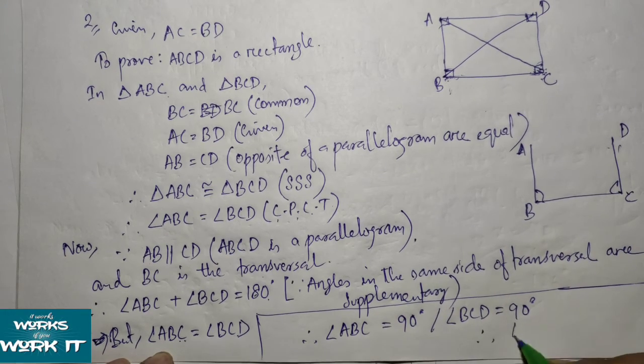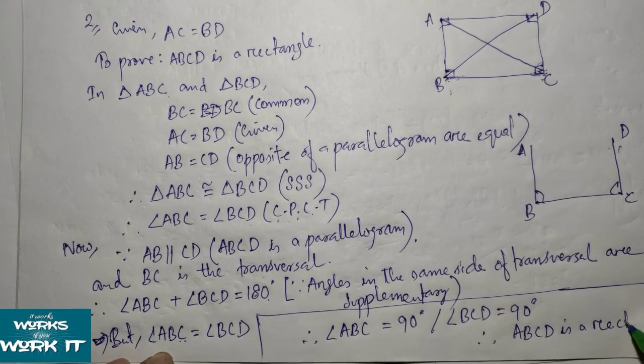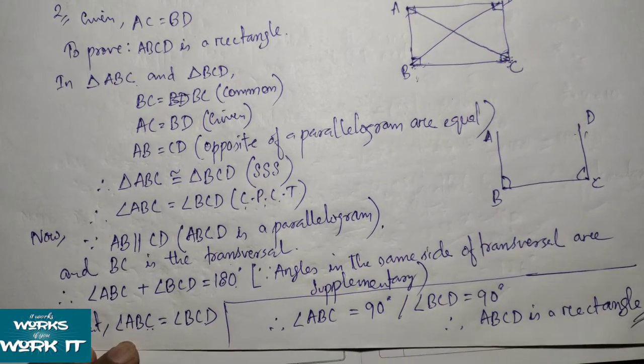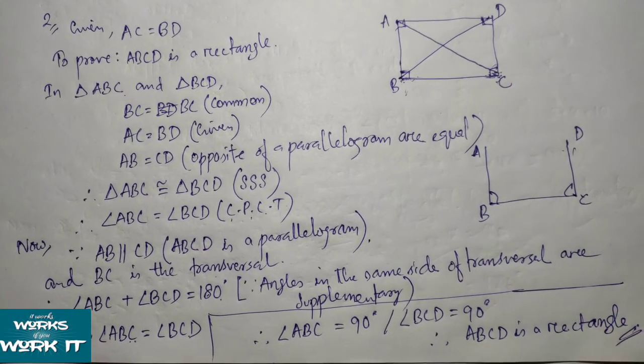Therefore ABCD is a rectangle. So this is the solution for question number 2. I hope you have understood it.